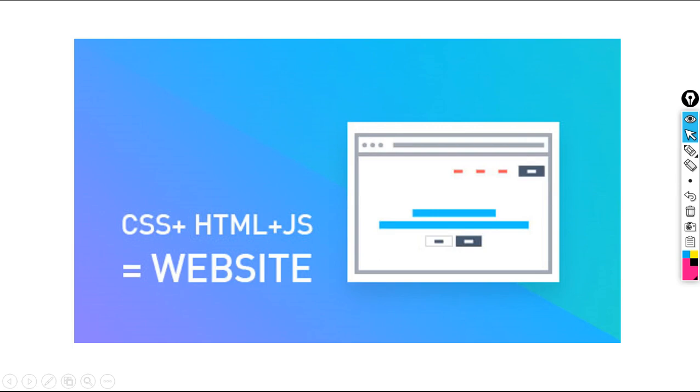With the help of HTML, CSS and JavaScript, what can we do? We can design a website, which is nothing but a collection of web pages.